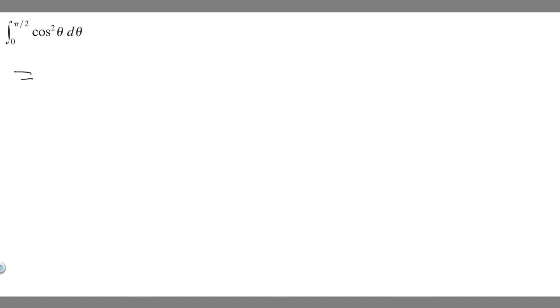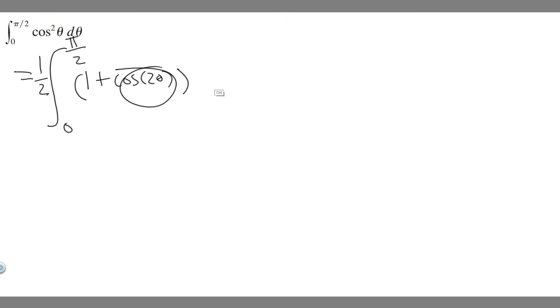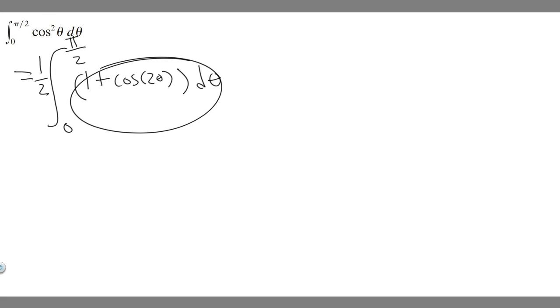So if we rewrite our integral, as I said before, the cosine squared of theta we can rewrite as 1 plus the cosine of 2 theta, over 2. Since it's over 2, we're basically just multiplying by 1/2, so I'm going to move the 1/2 out of the integral. It's just equal to 1/2 times the integral of 1 plus the cosine of 2 theta d theta. Now that we have it like this, we're able to solve the integral right away.